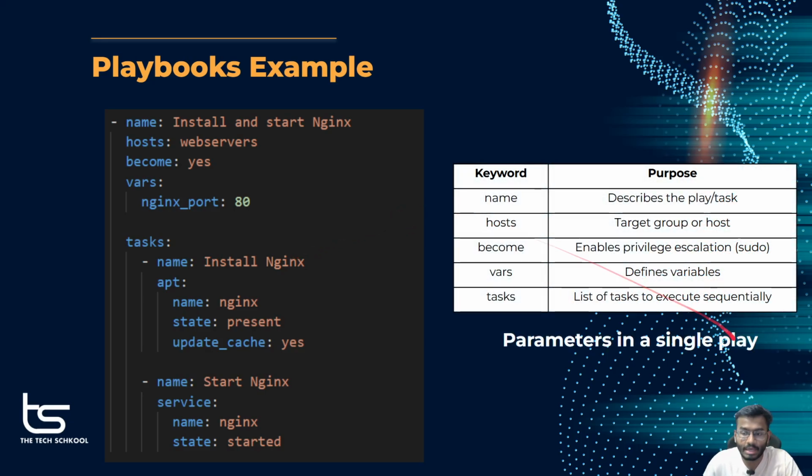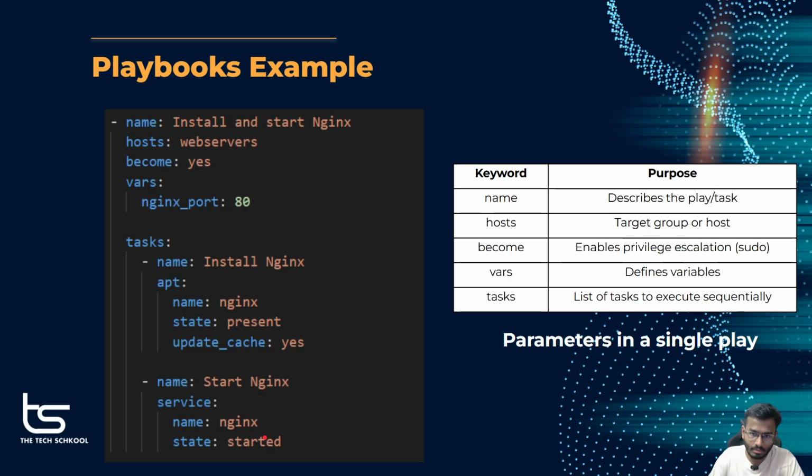As we can see, these are the parameters that are present in a play: name, hosts, become, vars, and tasks. I will help you understand each and every parameter. So the name. Where this dash space name is present, this dash implies this is an entry in a list. According to the logic, this is the first play inside a playbook. If after this entire code we enter a dash once more, then a second play will be derived from there.